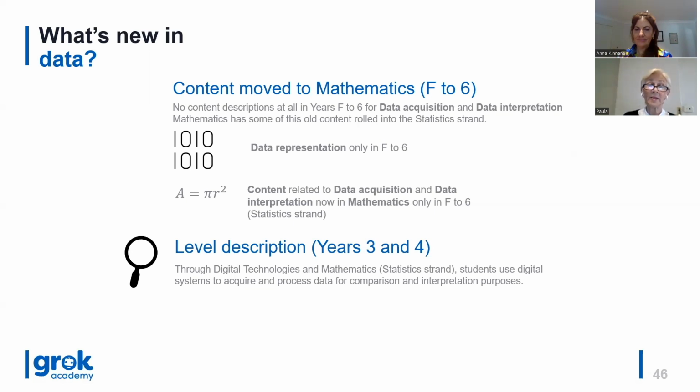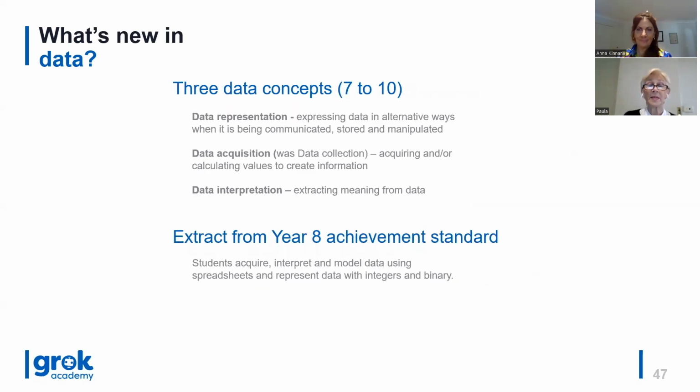But this differs then in F to 6, in 7 to 10. So we'll have a look now at what happens in 7 to 10. The 3 data concepts return. So data representation, acquisition, and interpretation all have content descriptions. And that's reflected in an extract there from the Level 8 Achievement Standard.